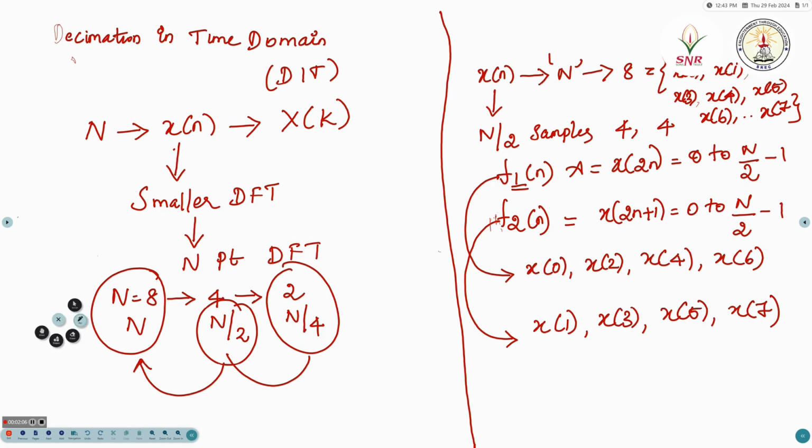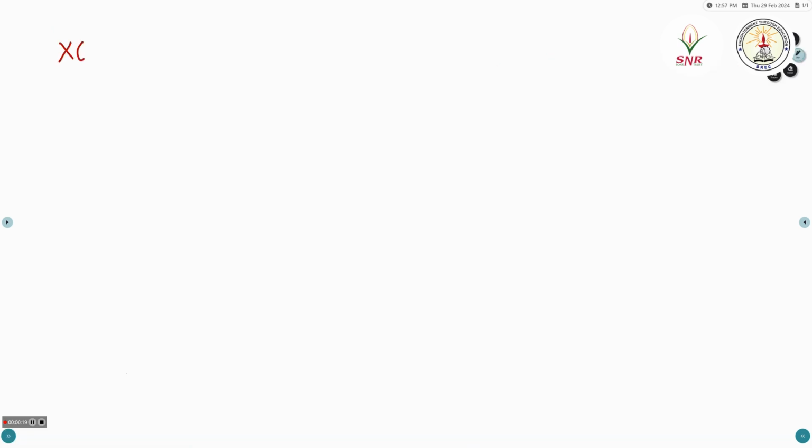So if we go for the derivation, let x of k be denoted as the n point DFT. It is divided into 2 components. One is f1 of k and the next one is f2 of k, which are called n by 2 point DFTs.